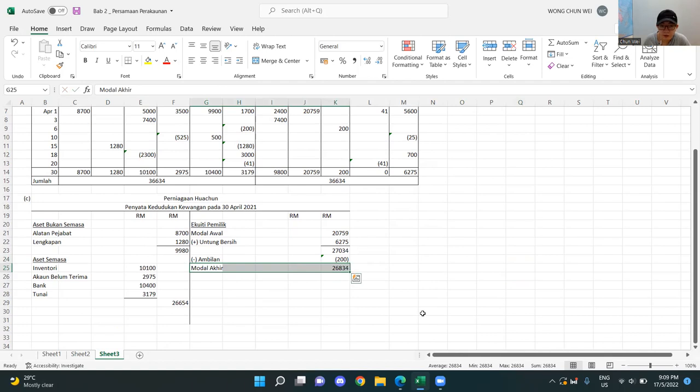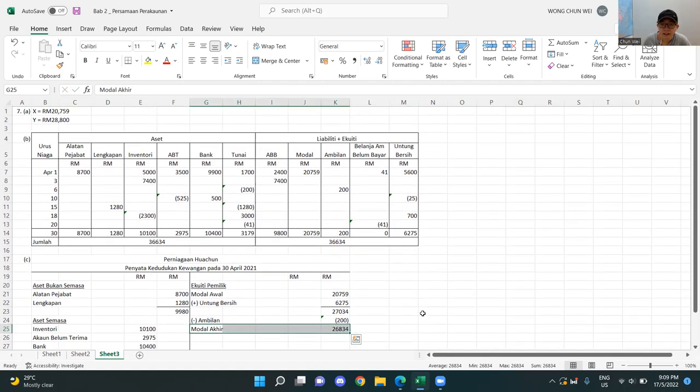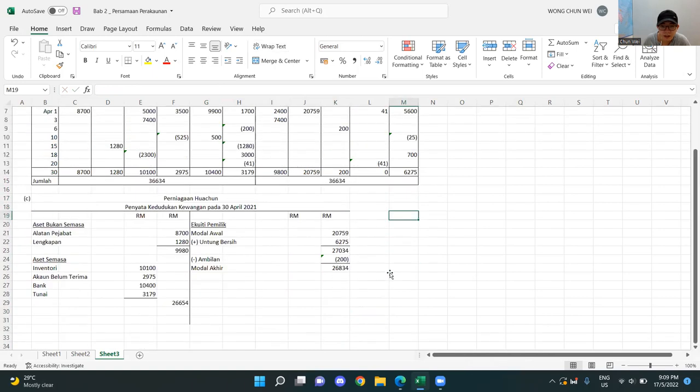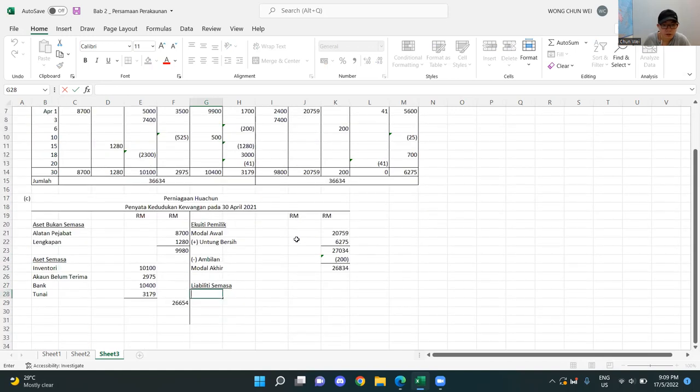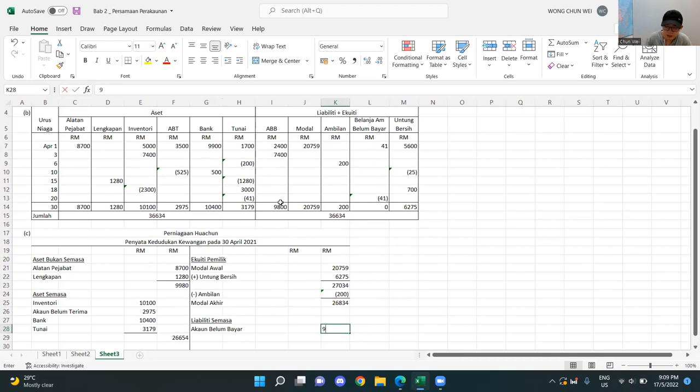Not done yet. We still have to check, do we have any other liability? All right, so yes, we have ABB as a liability, and this ABB is a liability what? A liability semasa. So we put liability semasa. If we have a liability bukan semasa, we have to put it in too. All right, but in this question, there's no liability bukan semasa. It's just liability semasa. So you just put it in. Okay, so what is the liability semasa here? The account belum bayar. All right, so ABB, account belum bayar, which is 9,800.